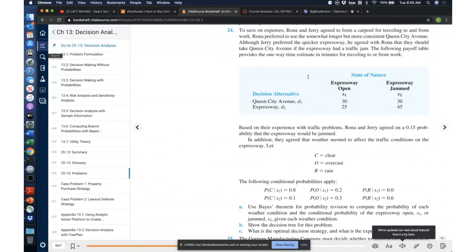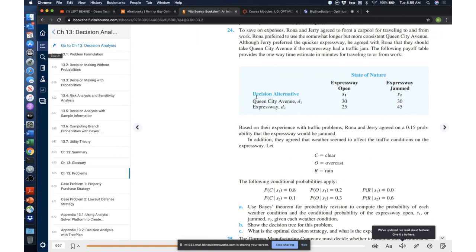To save on expenses, Rana and Jerry agreed to form a carpool for traveling to and from work. Rana preferred to use the somewhat longer but more consistent Queen City Avenue, while Jerry preferred the quicker expressway. He agreed with Rana that they should take the Queen City Avenue if the expressway has a traffic jam. And the payoff table is given here. Now here the payoffs are time.